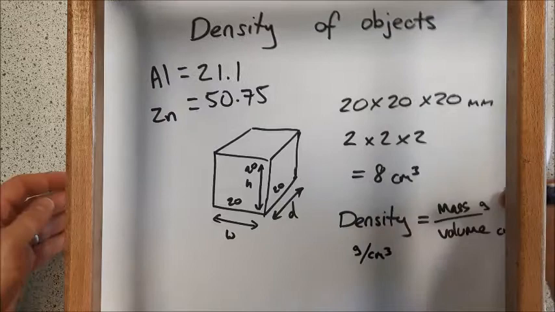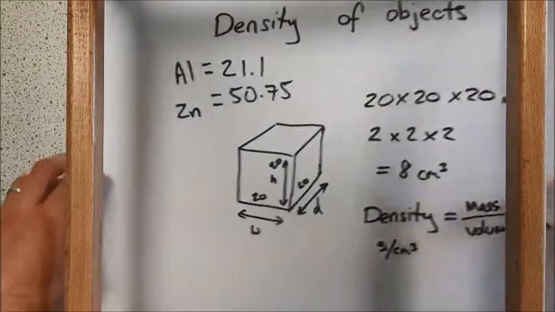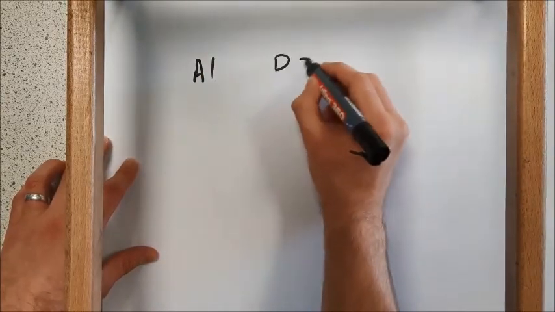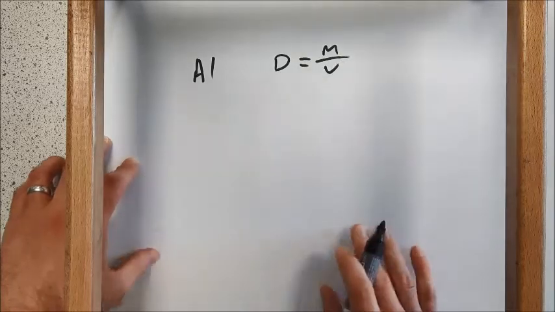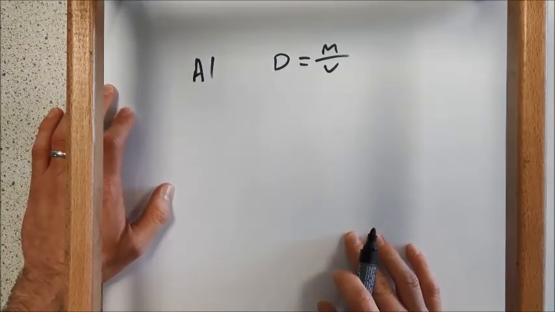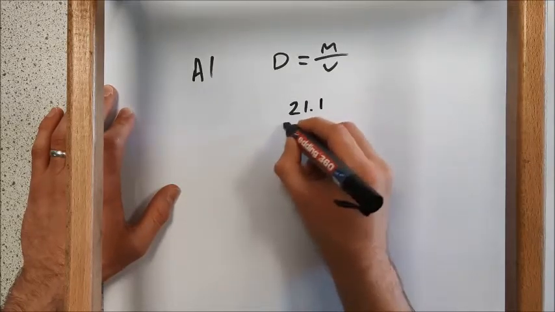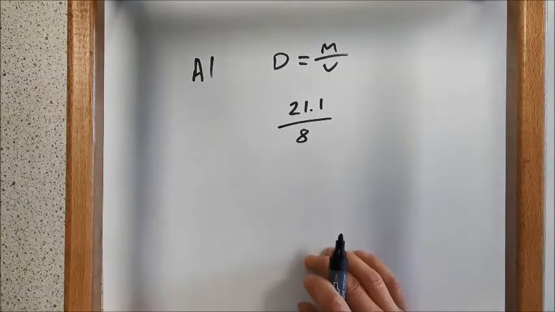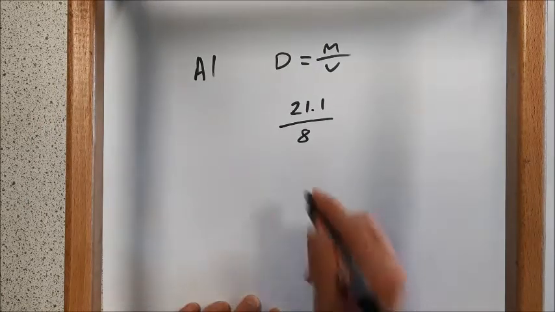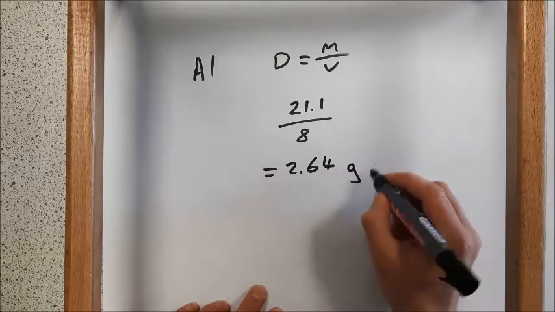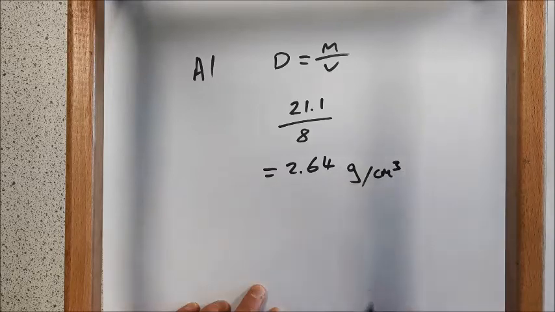So doing the actual calculation itself then. So for our aluminium block, our density is going to be equal to mass divided by volume. Always show all of your working so that the examiner can see exactly what you're doing. So my mass was 21.1 and my volume was 8, so I'm going to punch that into a calculator, which gives me 2.64 grams per centimetre cubed.